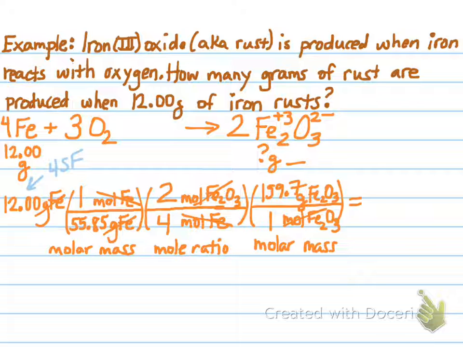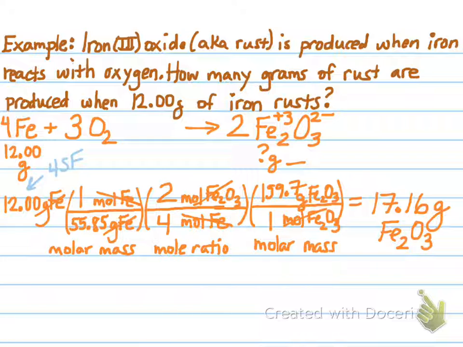So my calculator gives me 17.156666965. So with 4 significant figures, it's 17.16 grams of rust.